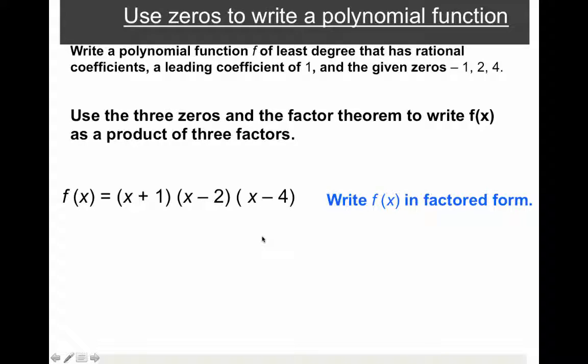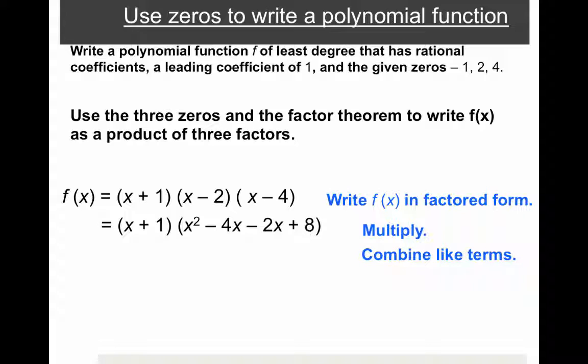And now we're just going to start simplifying by using FOIL. So I'm going to multiply the last 2 together first. When I do that, I get x times x is x squared. x times -4 is -4x. -2 times x is -2x, and then -4 times -2 is +8. Then I'm going to combine like terms, and I get x squared minus 6x plus 8.